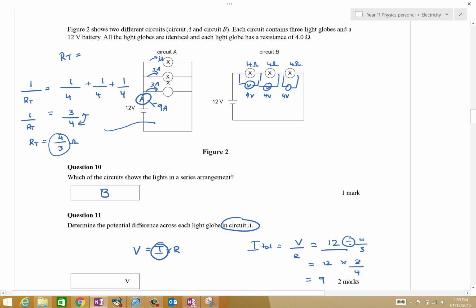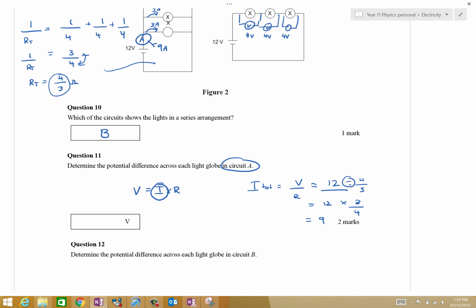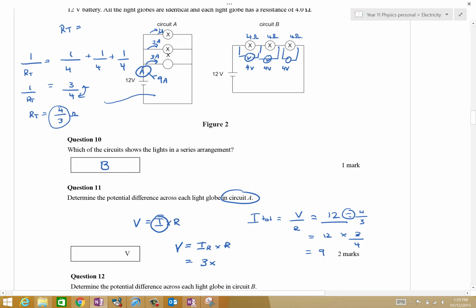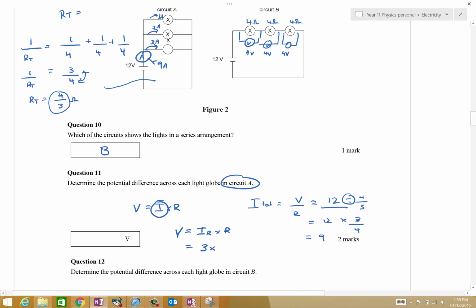Now I can use Ohm's law, because the voltage across each of these resistors is the current across that resistor times the resistance. And the current across each of those resistors is 3 amps. So it's 3 times 4 ohms, which is equal to 12, isn't it? Okay? So each of those is going to receive 12 volts.